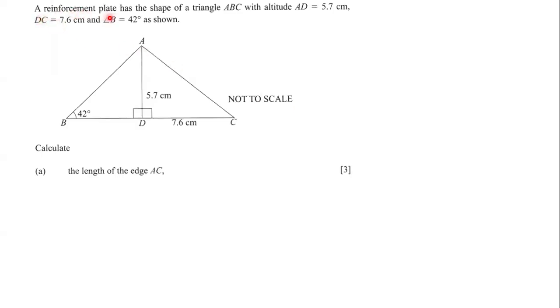A reinforcement plate has the shape of a triangle ABC with altitude AD equal to 5.7 centimeters, DC equal to 7.6 centimeters, and angle B is 42 degrees as shown. So here we have the diagram, and they want us to calculate the length of the edge AC. Let's focus on this particular right angle triangle. They want us to figure out what this side is.